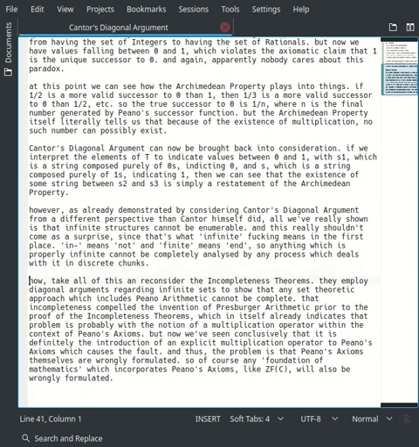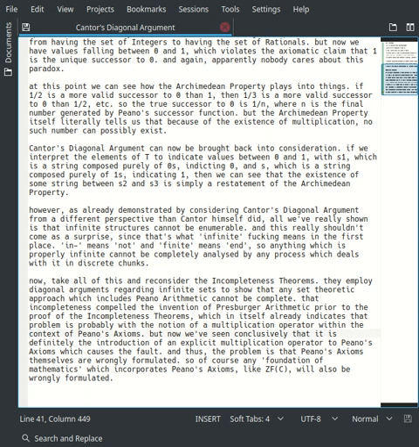Now take all of this and reconsider the incompleteness theorems. They employ diagonal arguments regarding infinite sets to show that any set-theoretic approach which includes Peano arithmetic cannot be complete. That incompleteness compelled the invention of Presburger arithmetic prior to the proof of the incompleteness theorems, which in itself already indicates that the problem is probably with the notion of a multiplication operator within the context of Peano's axioms.